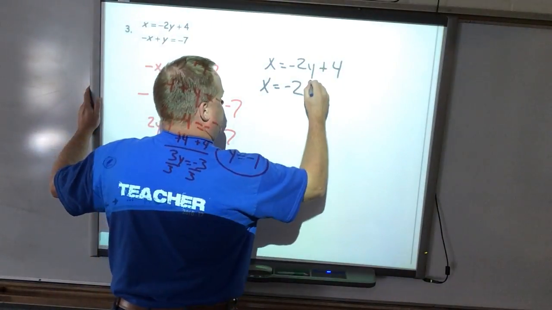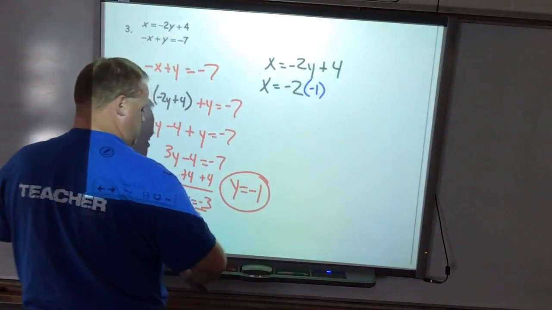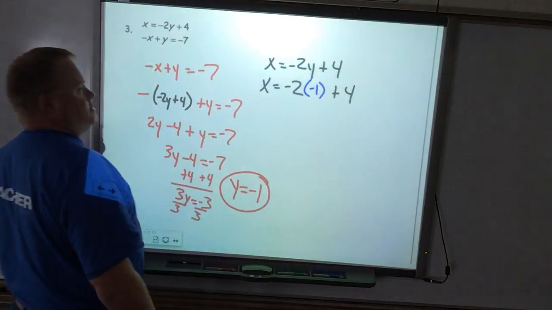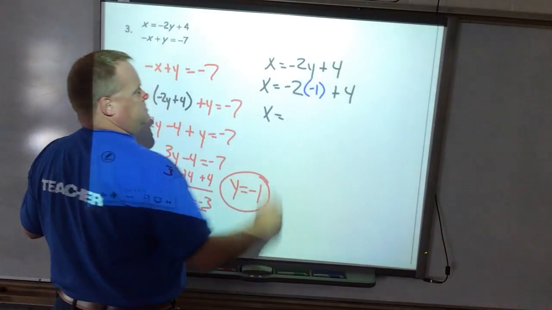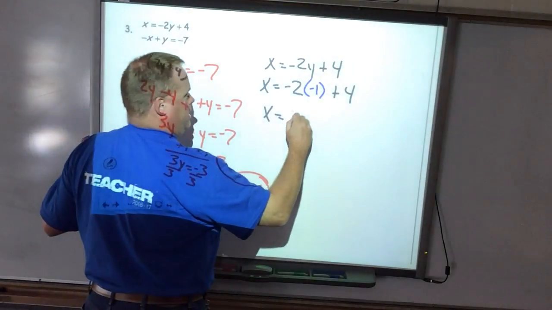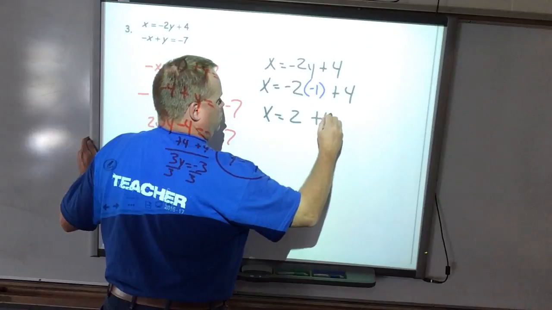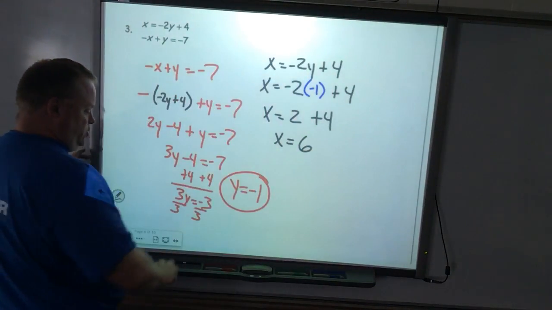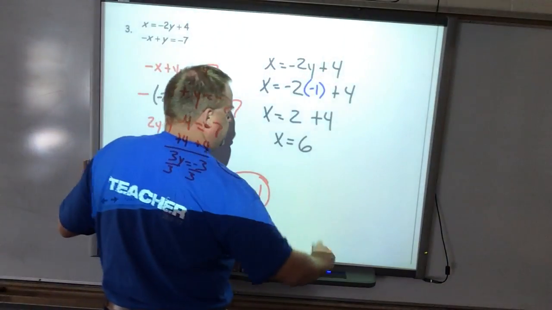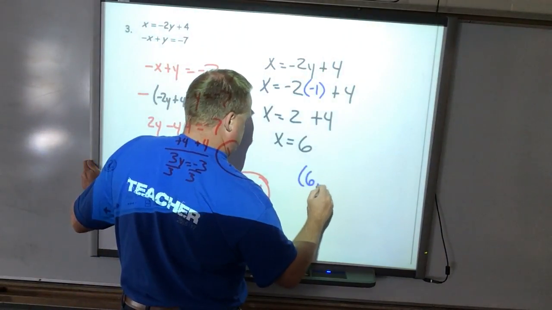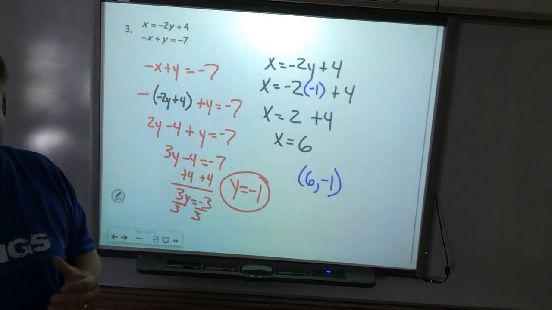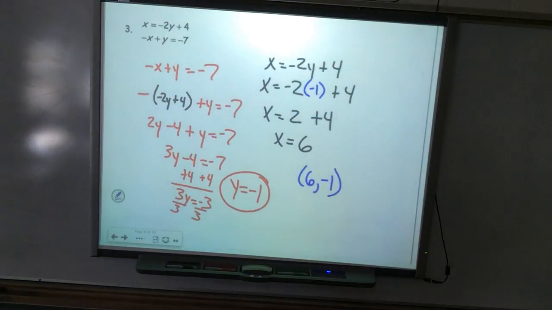So x equals negative 2, and we're plugging negative 1 in for y. And I'm still going to add the 4. So this becomes x equals negative 2 times negative 1, which is a positive 2, plus 4. So this is x equals 6. So my solution to this is 6, negative 1. Remember, x is always before y in an ordered pair. So our solution is 6, negative 1.